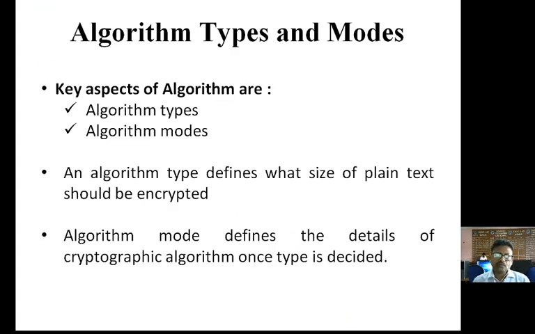So, what are the algorithm types and the algorithm modes? These are the two aspects of any algorithm which is used for cryptography. As far as the algorithm types are concerned, it defines what size of plain text should be encrypted at a time. Meaning thereby, there are certain algorithms which implement a small data size of the plain text to be encrypted at a time, as well as a small data size in decryption at a time. And the algorithm mode defines the detail of the cryptographic algorithm once we have decided what type of algorithm we are using.